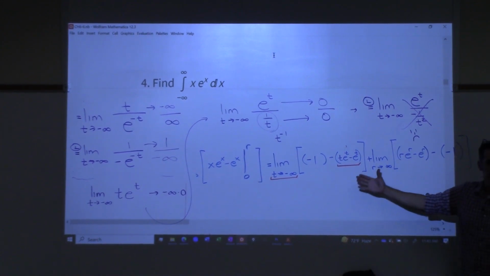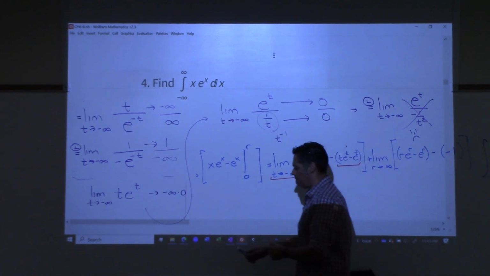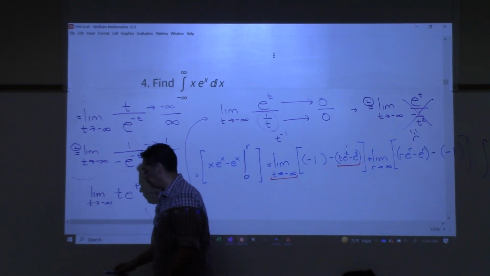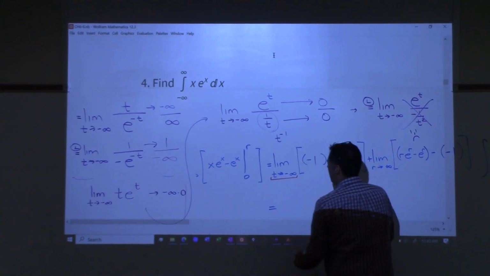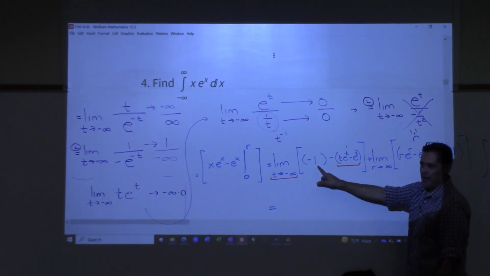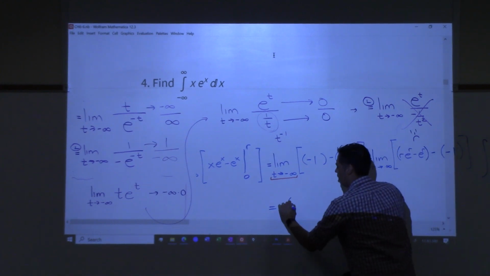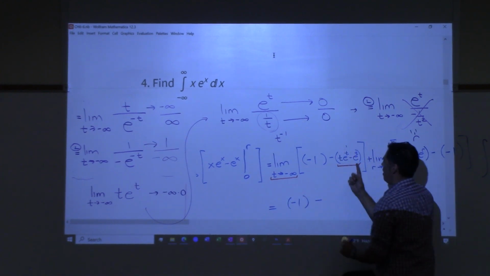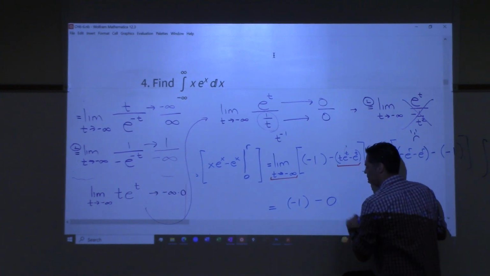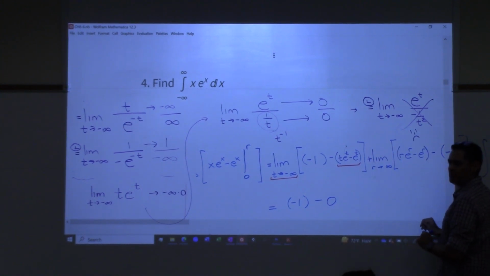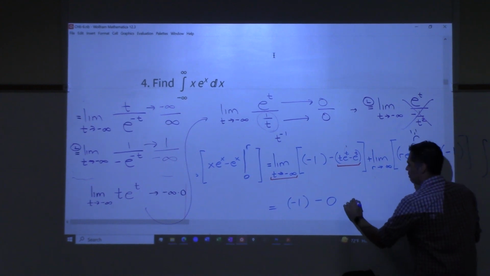Coming back to my work. Equals. I've applied the limit. I had -1 here. Minus, and then this right here, we just determined goes to 0. Okay. Plus.